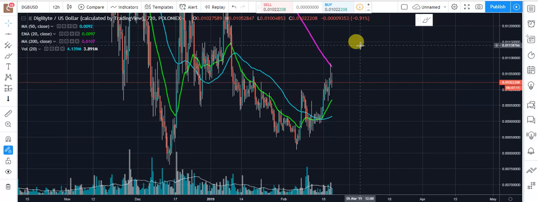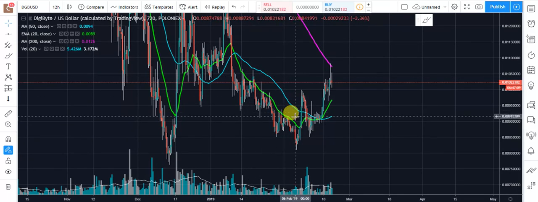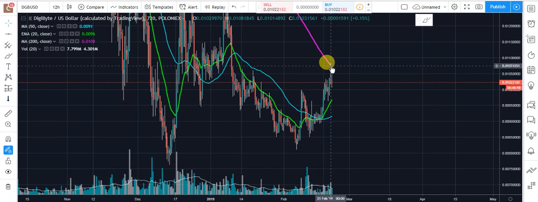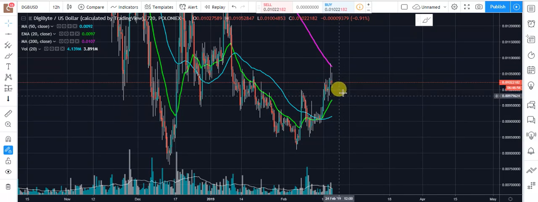So that's what I'm about, guys. I'm about identifying the trends. Do you see here the lower highs and lower lows? And then once they reversed, here's that first higher low. And then here's our higher high from here. Higher high, higher low, higher high, and now let's see where this higher low is going to land. But these are some of my thoughts on DigiByte.